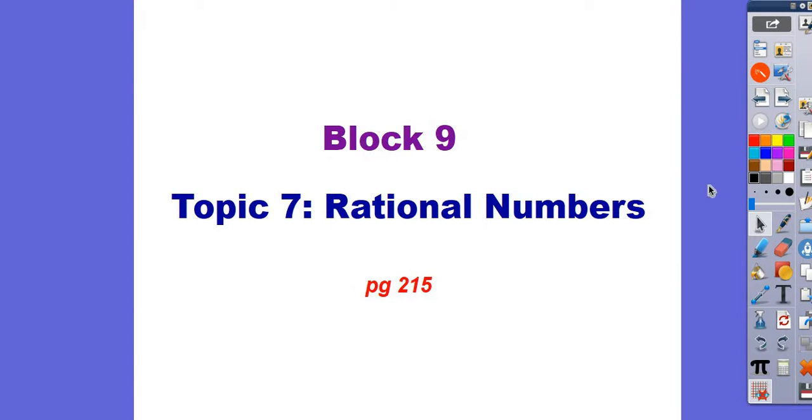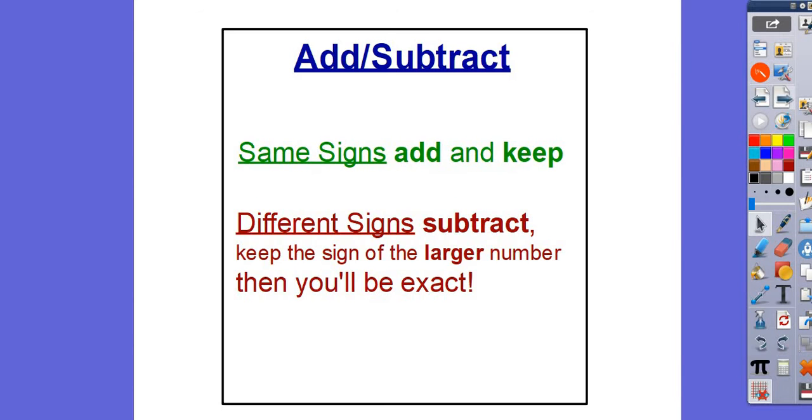So the first thing we're wanting to do on number 1, actually before we do anything, I want you to get a sticky note, and we're going to write this sticky note here. This is kind of a song I use to help me remember when adding and subtracting with different signs. And it kind of goes to the beat of Row, Row, Row Your Boat. I know that's some sick jams. It's awesome. But it says same signs, add and keep. Different signs, subtract. Keep the sign of the larger number, then you'll be exact.